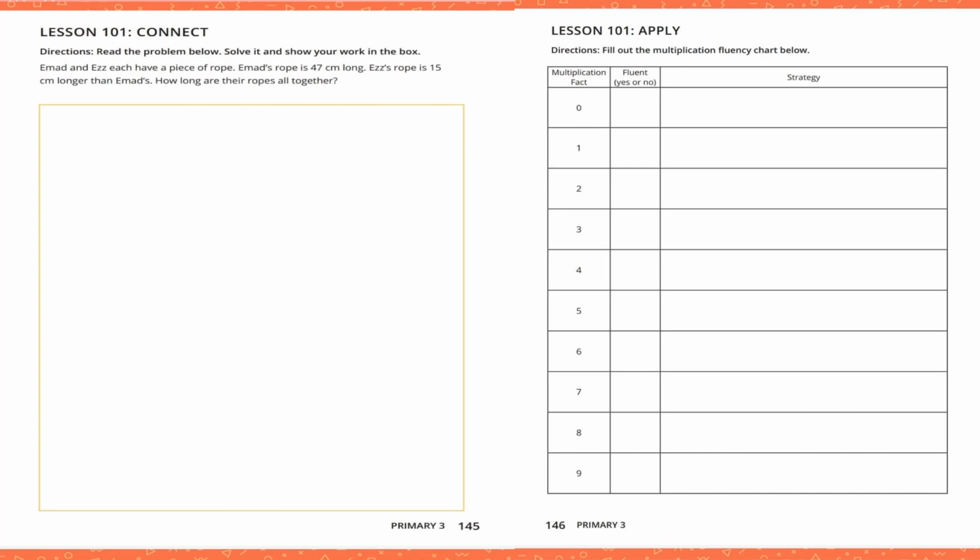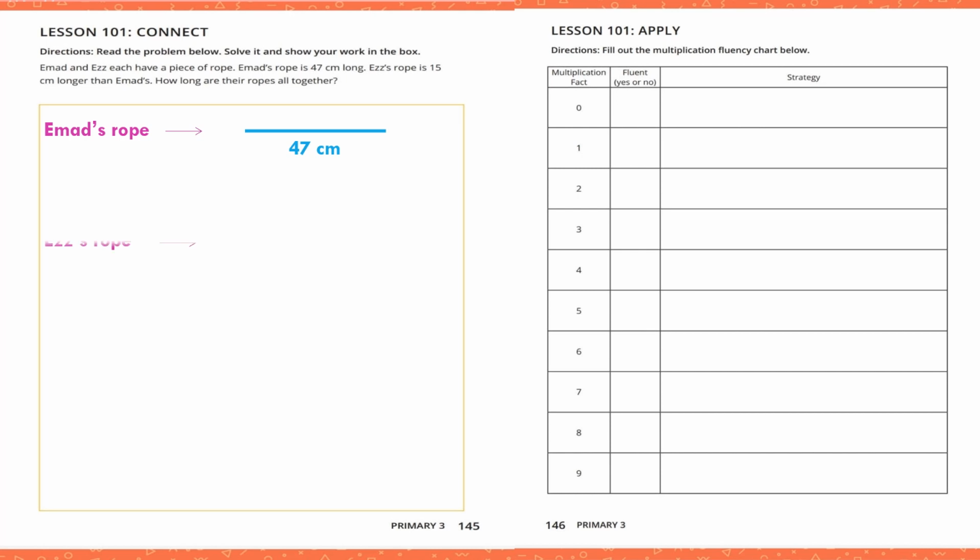Connect part. Read the problem below, solve it, and show your work in the box. Ahmed and Aziz each have a piece of rope. Ahmed's rope is 47 cm long. So let's draw Ahmed's rope, 47 cm.